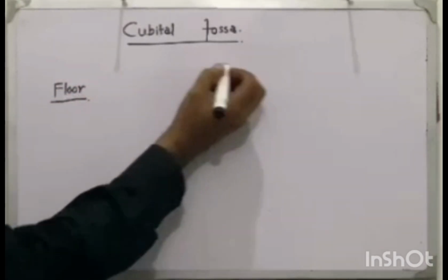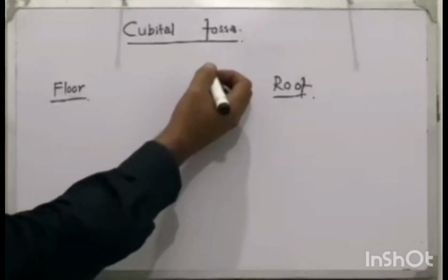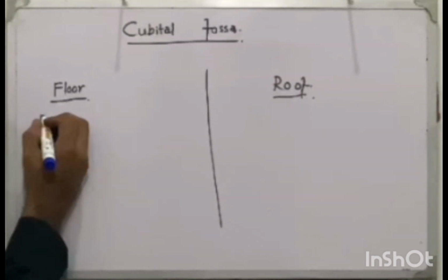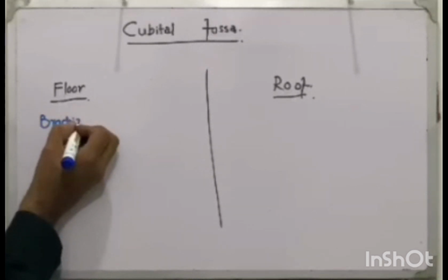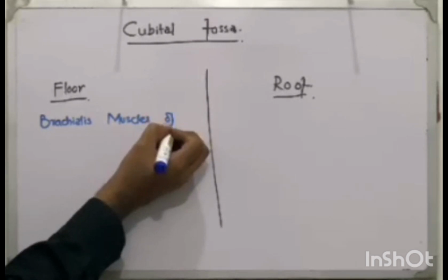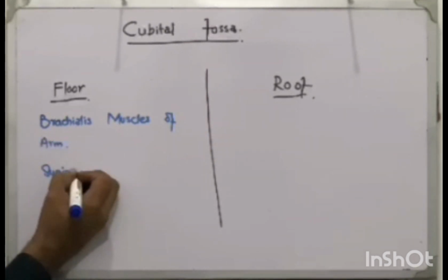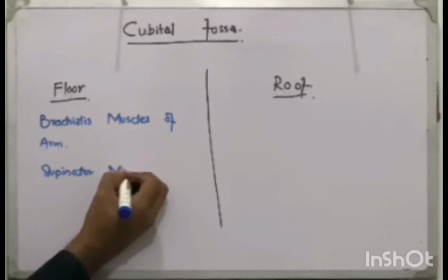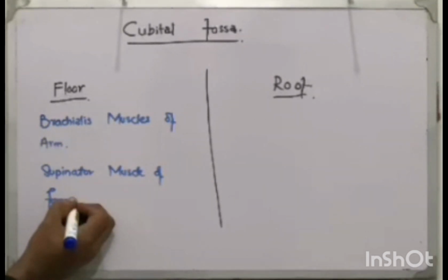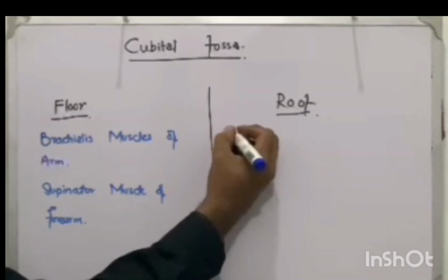Now, talking about the floor and the roof of the cubital fossa. The floor is formed by the Brachialis muscle of the arm, and the second muscle involved is the supinator muscle of the forearm. Brachialis muscle of the arm and supinator muscle of the forearm.